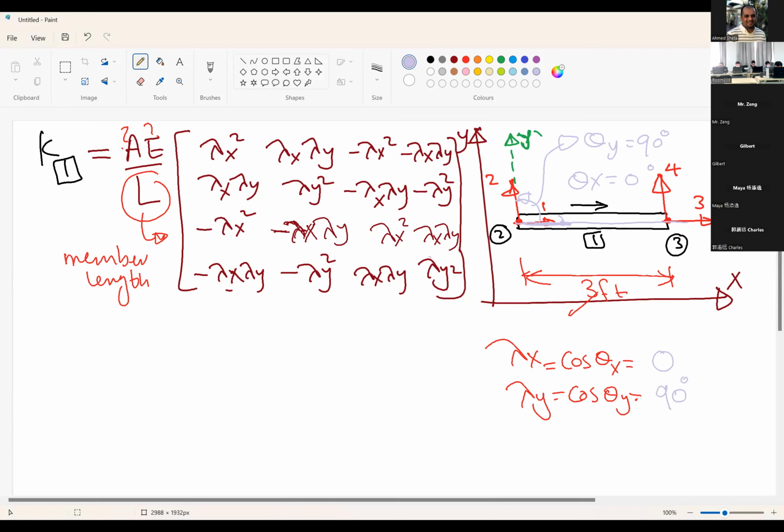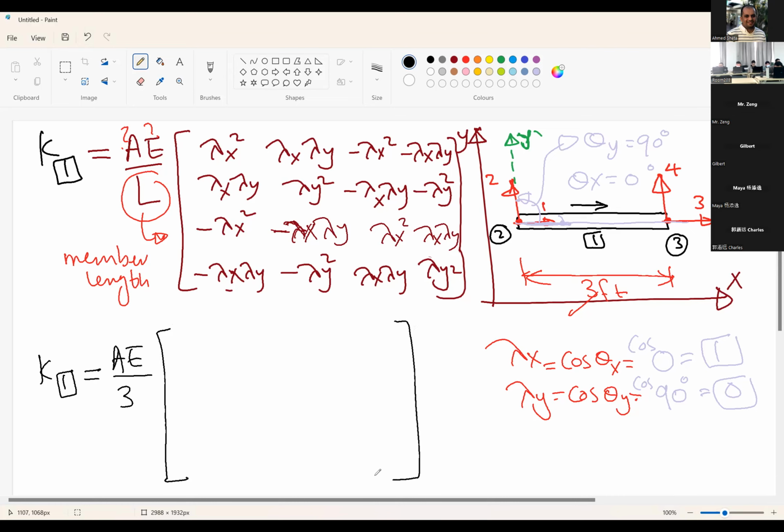Okay, so lambda x will be cosine 0 and lambda y will be cosine 90. Cosine 0 is equal to 1. Cosine 90 is equal to 0. So if we substitute in K1 now, K1 will be equal to AE divided by 3 times the matrix, with the displacements 1, 2, 3, 4 along the rows and 1, 2, 3, 4 along the columns.